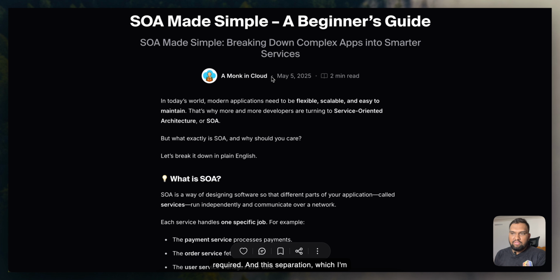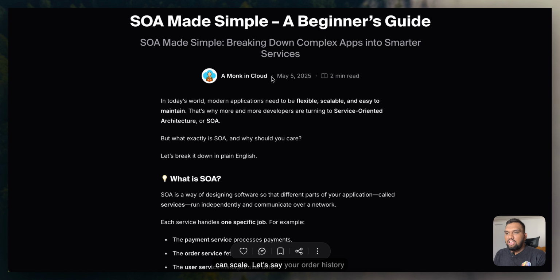And this separation, which I'm talking about, comes with a lot of benefits. The first one, teams can work in parallel on different services. So you can have multiple teams working on multiple different services. For example, order history can be taken care of by someone in the team, and the payment gateway things can be taken care of by other teams. With that, you can scale and deploy services independently. You don't have to manage the entire application altogether.